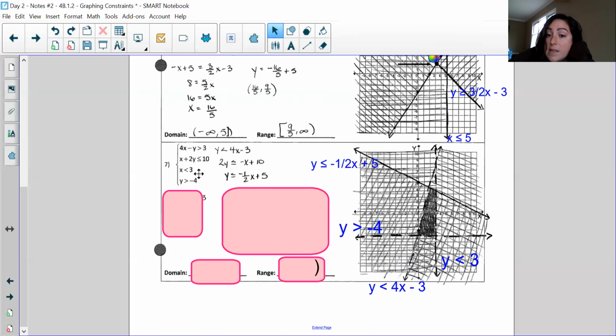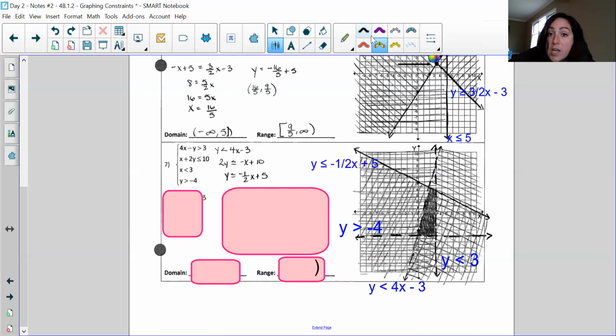x is less than 3 is a vertical line where x is equal to 3, but dashed because it's less than, and shaded to the left because it's less than. And then y is greater than negative 4 is a horizontal line where y equals negative 4, dashed because it's greater than, shaded above because it's greater than.